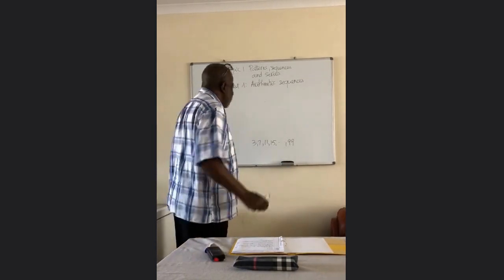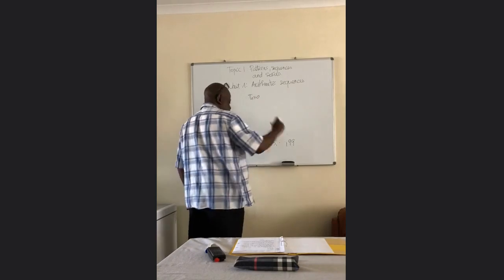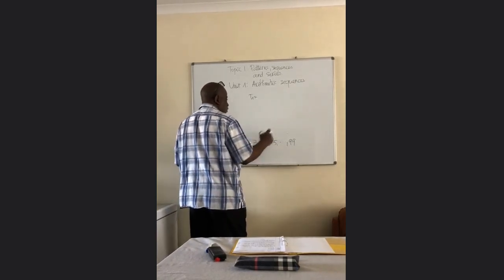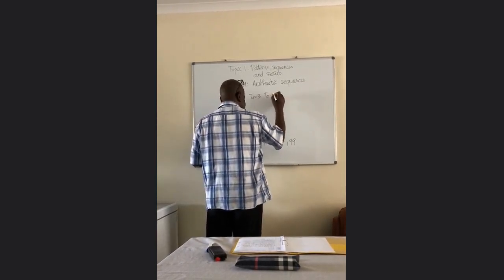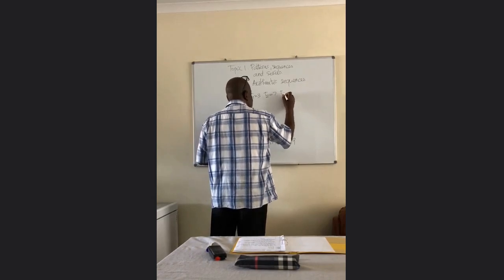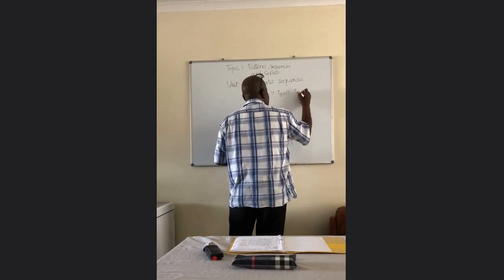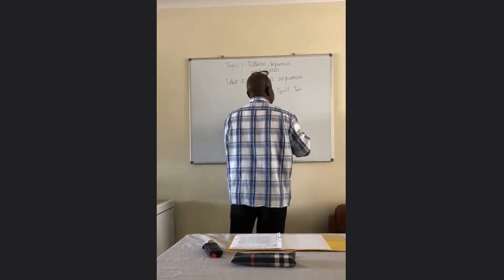For this numerical example, T1 is equal to 3. We're considering our sequence here. T1 is equal to 3. T2 is equal to 7. And T3 is equal to 11. T4 is equal to 15.